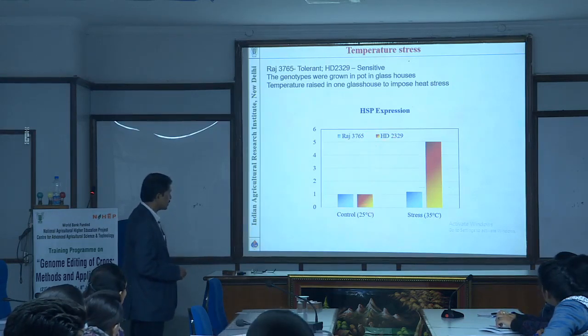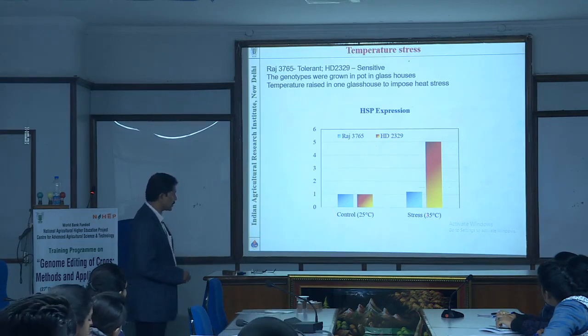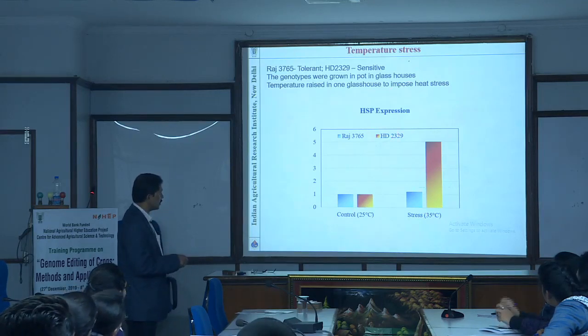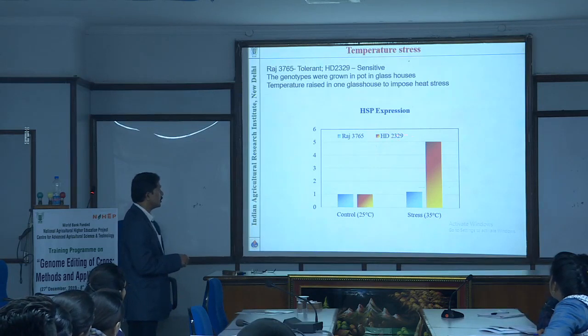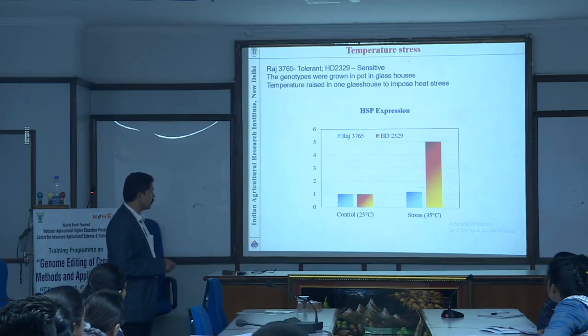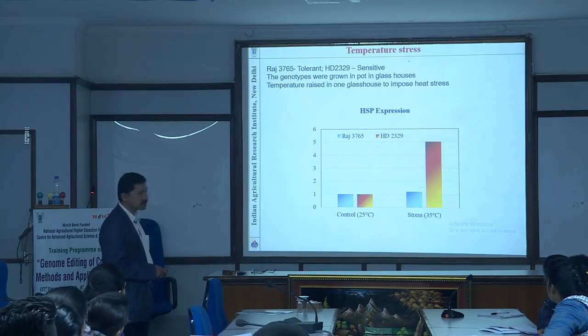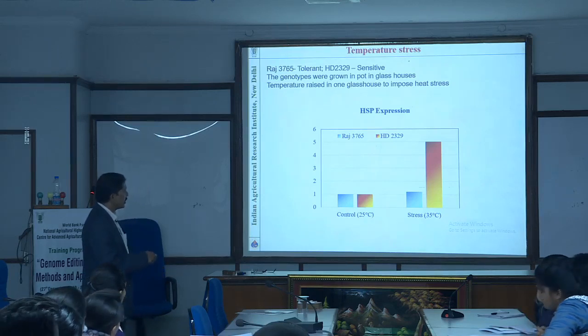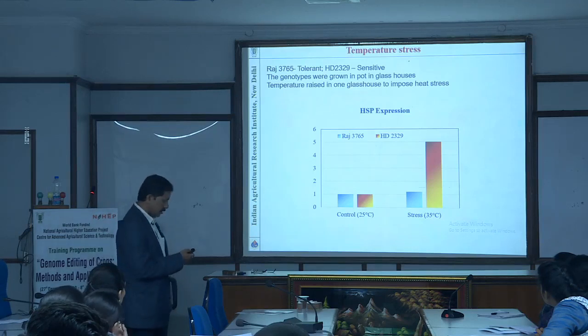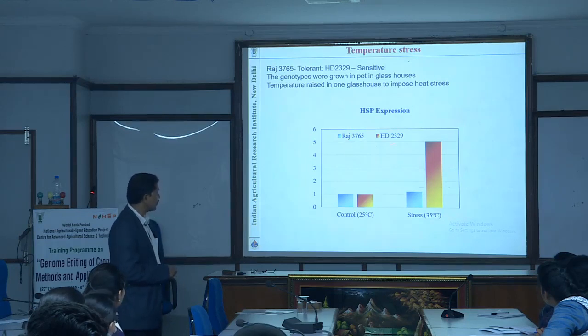So when the experiment was conducted and the HSP expression was studied under the stress condition, they found that the expression of HSP was strongly induced in HD2329, but not in case of 3765. Although we know that HSP is very important for stress tolerance, it is only an example of HSP. It may be any genes, when we subject the plant to high temperature and we study the gene expression. Actually, this genotype is stress tolerant, it should have expressed more HSP when compared to this genotype. But it did not happen.